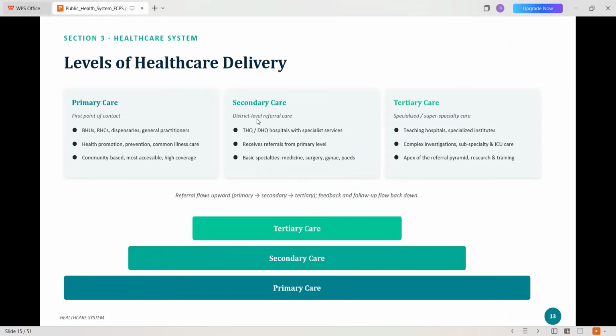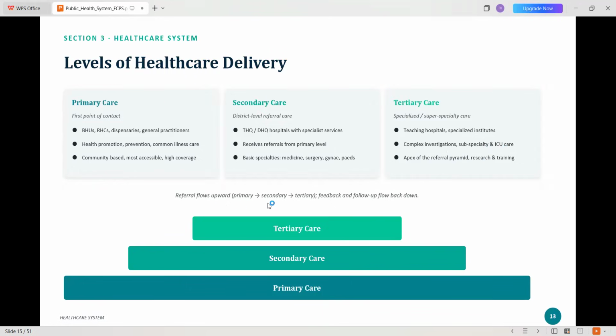Secondary care is district-level referral care, which includes DHQ hospitals with specialist services. It receives referrals from the primary level. The basic facilities available include medicine, surgery, gynae, and peds. Tertiary care, which is specialized care, includes tertiary hospitals and specialized institutions, complex investigation, subspecialty, and ICU care. It is the apex of the pyramid, with research and training.